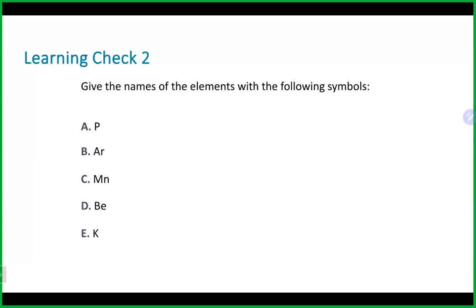All right, so take a moment and see if you can come up with these names here. Yes, sir? It's the D. It's Be, as in Edward. Yep.